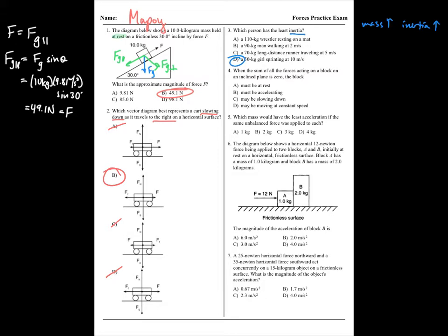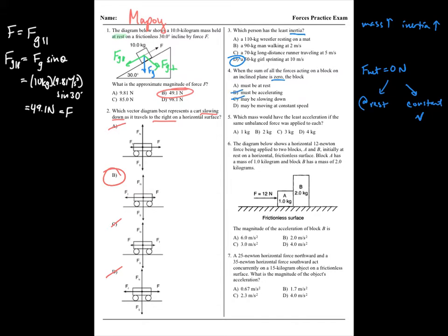Number 4, when the sum of all the forces acting on a block on an inclined plane is 0, that means F net equals 0. That means we're in equilibrium. That means we're either at rest or constant speed. So it's not B or C.